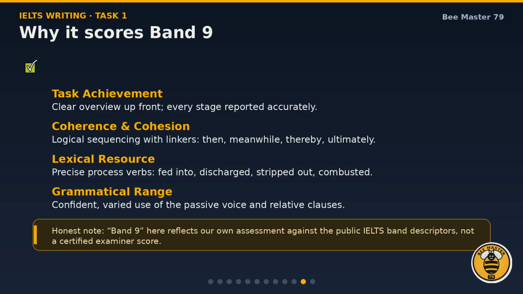Why is this a band 9? Task achievement, a clear overview and accurate stages. Coherence, logical sequencing with strong linkers. Lexical resource, precise process vocabulary. Grammar, confident use of the passive voice. One honest note. Band 9 here reflects our own assessment against the public IELTS descriptors, not a certified examiner score.